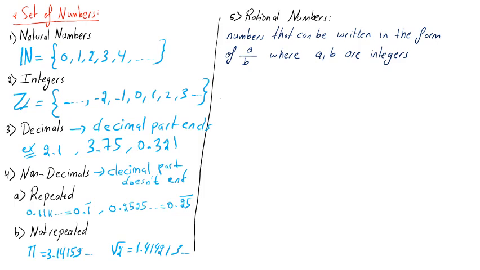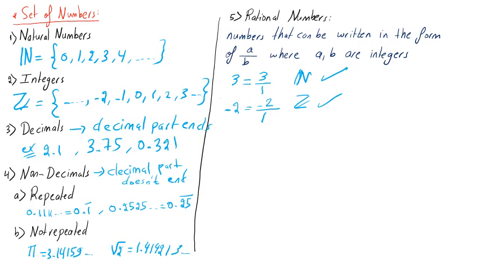Rational numbers. What are rational numbers? Every number that can be written in the form a over b, where a and b are integers. For example, we can start with natural numbers. Example 3. We can write it as a fraction because 3 is equal to 3 over 1. Then every natural number is a rational number. Integers are the same. If it is -2, we can write it as -2 over 1. It can be written in the form a over b. Then every integer is a rational number.